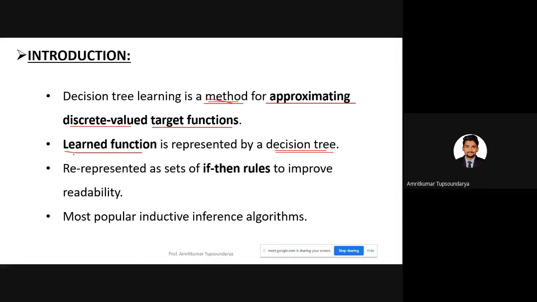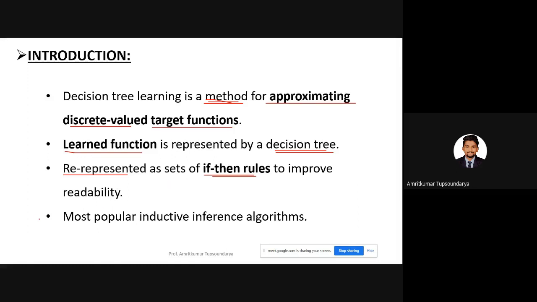So this learned function is represented in the form of a decision tree. Now it can also be re-represented as a set of simple if-then rules, right? If so and so, then do this, or do this. So a decision tree can also be represented in the form of if-then rules, just to improve the human readability, just to make it more readable.